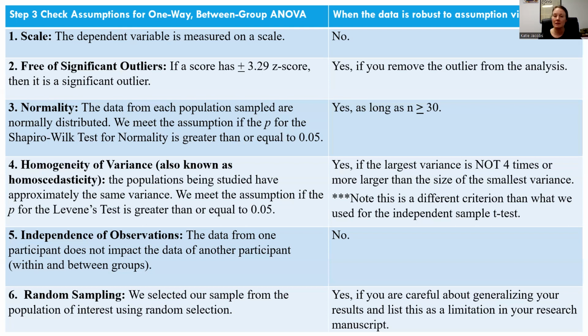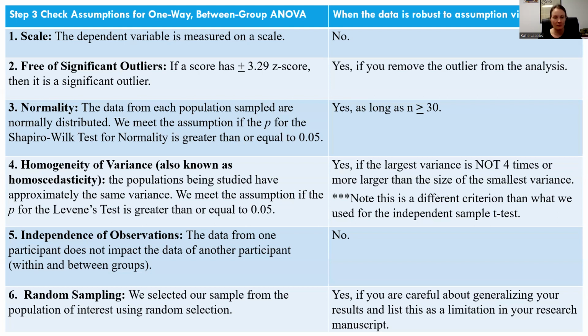However, if we violate that assumption, then we have to check and make sure that we can still run the analysis anyway. And for the one-way between groups ANOVA, we can go ahead and run the analysis anyway, as long as our sample size is 30 or more.